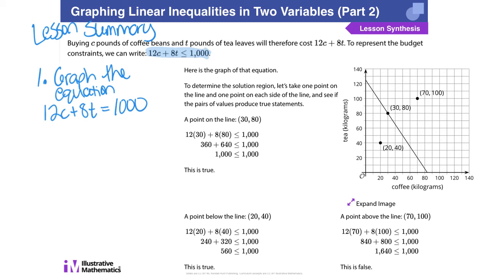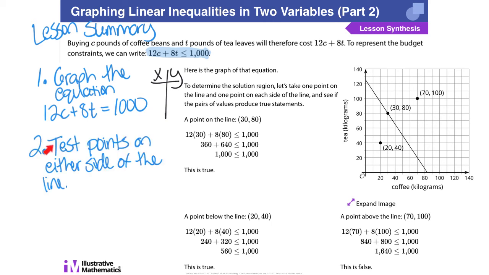Our first step whenever you're graphing these inequalities is to first graph it as an equation. Notice the equal sign right there. That's going to get you your line. And remember, graphing equations, find points for x and y that make the equation true. In this case, it's c and t, but you could switch that out to be x and y. Step 2 is that you're going to test points on either side of the line.